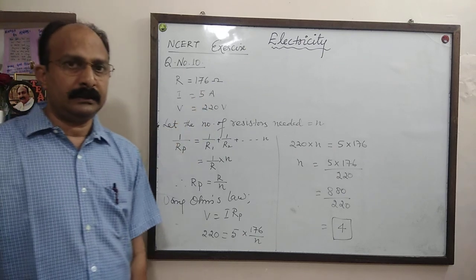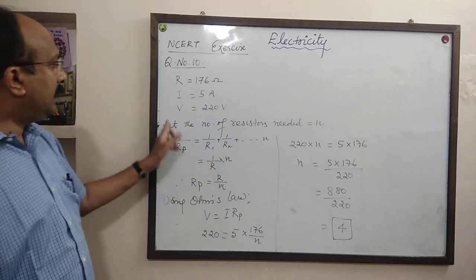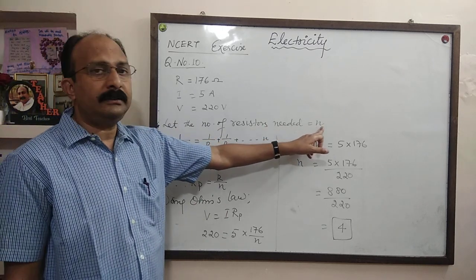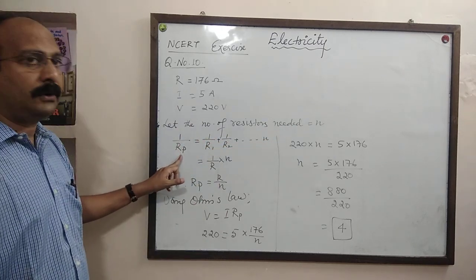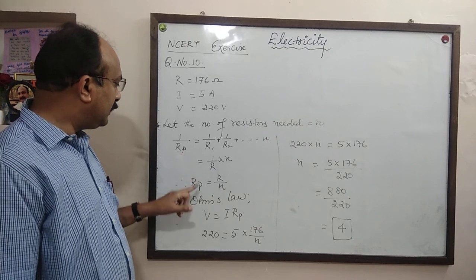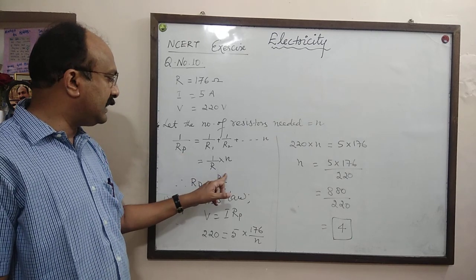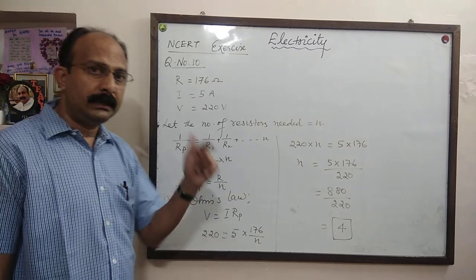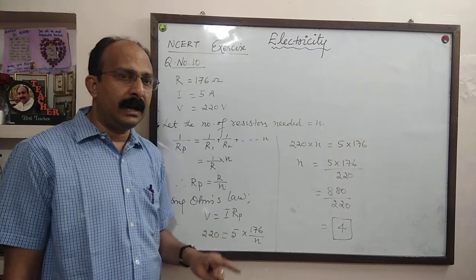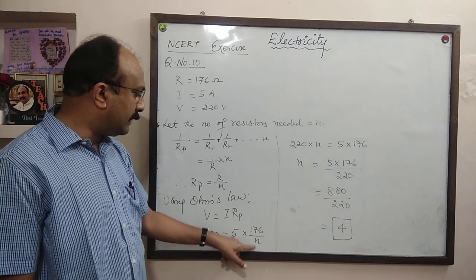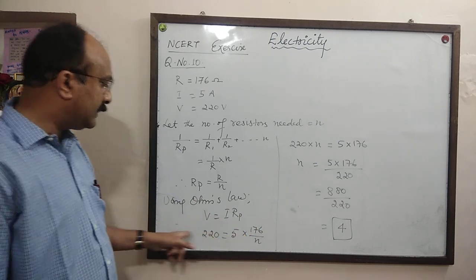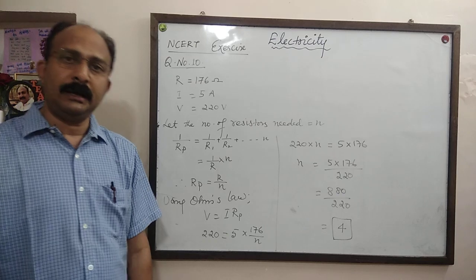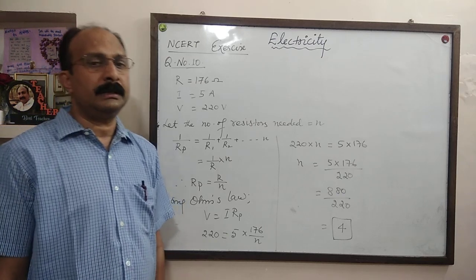Please look at the solution once again. Let us take the number of resistors needed is equal to n. Then we have to find out Rp of n resistors. We got Rp of n resistors is R upon n. Now using Ohm's law, V is equal to IR. Here R means Rp. So Rp is R upon n. Putting the value of R, then cross multiply. I hope all of you understood the numericals.